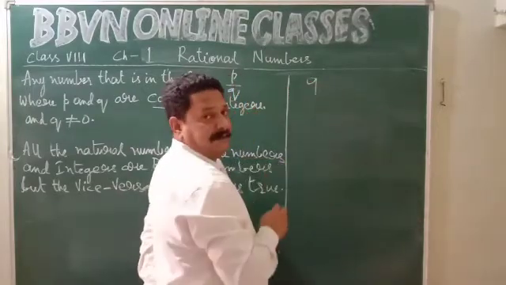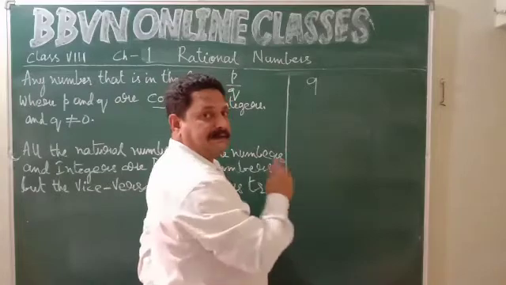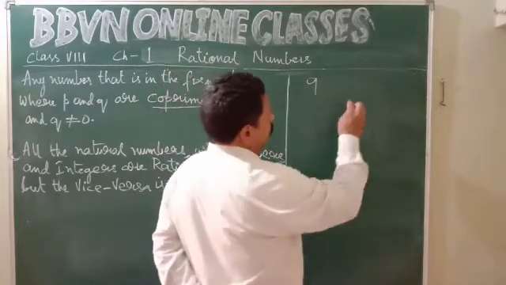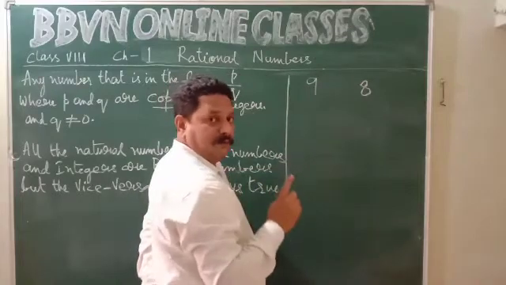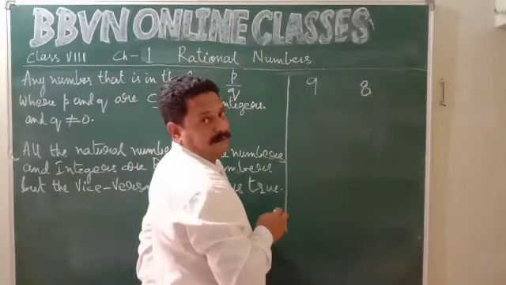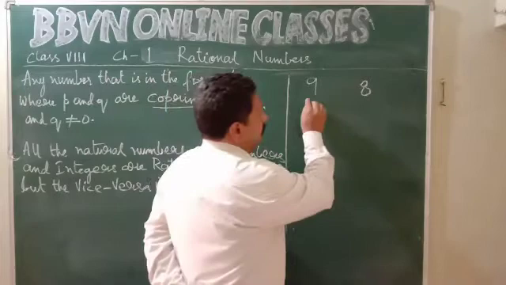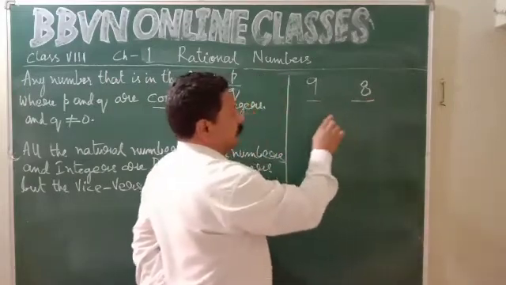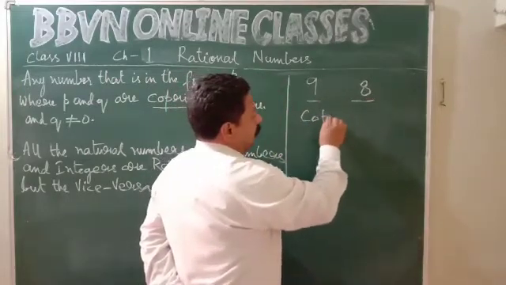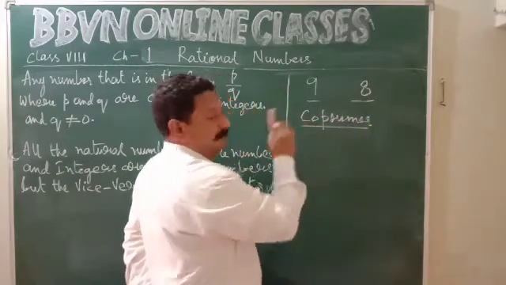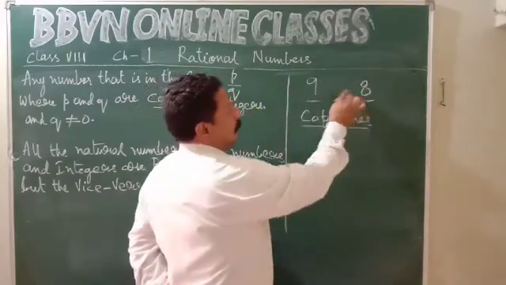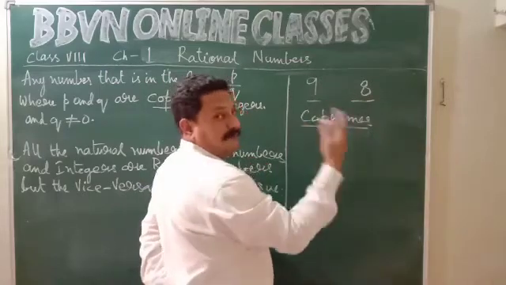9. Is 9 a prime number? No, it is a composite number. 8. Is it a prime number? No, it is also a composite number. But 9 and 8 together, they are called co-primes. Co-primes means they do not have any common factor.